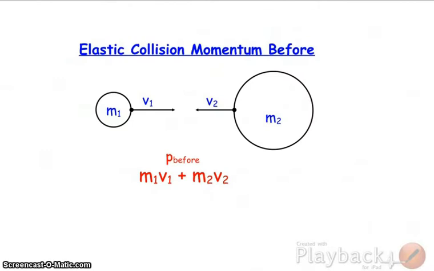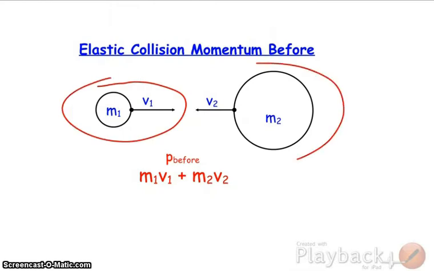So let's think about this. Elastic collision. The momentum before. You have 2 objects. In this case, they're coming towards each other. That does not necessarily have to be the case. They could be both going in the same direction, as long as the one behind is going faster, it'll catch up and collide eventually. Now, velocity. Velocity cares about direction. So in these problems, we care about direction as well.